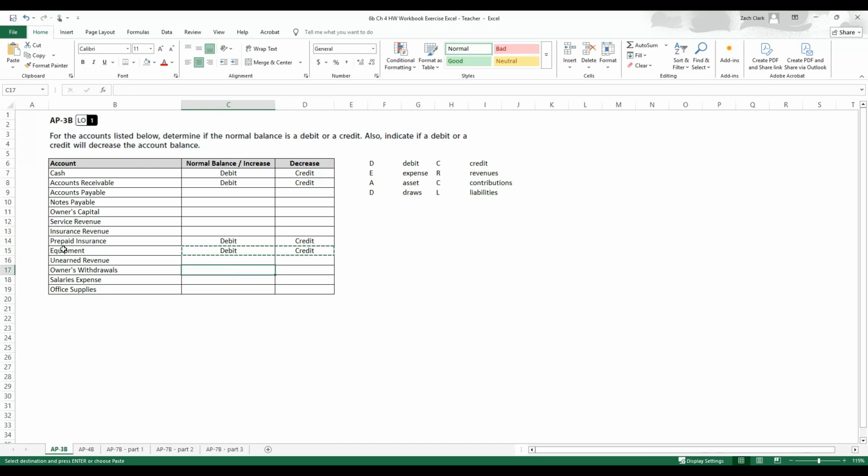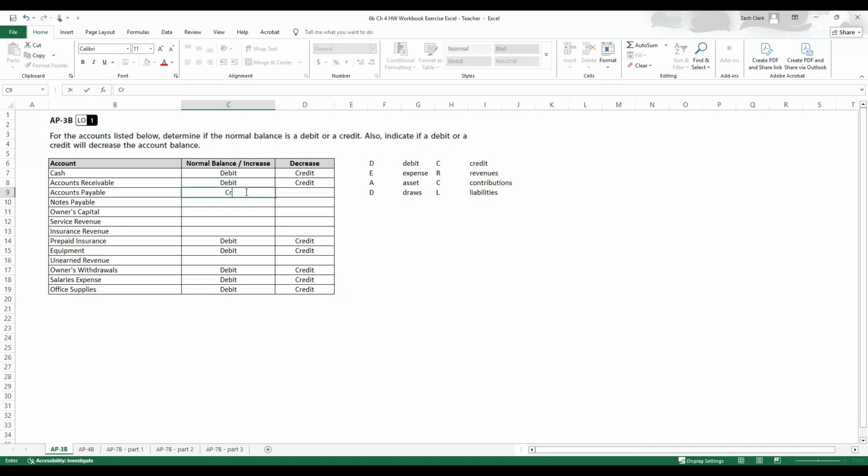But here we've got withdrawals, and remember, withdrawals, same term there. So we're going to paste that in there. Salaries expense, remember, expense is under the D, so it's going to increase with a debit as well. And finally, office supplies is an asset, and it's also going to increase with that format there.